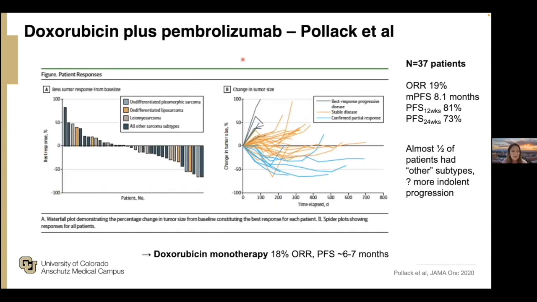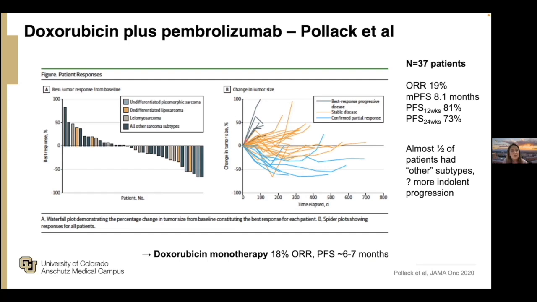This is the first study. This was published by Seth Pollack out of the University of Washington, the Hutch Cancer Center. So they treated 37 patients with advanced or metastatic soft tissue sarcomas with doxorubicin plus pembrolizumab. And basically you can see the waterfall plot here that the response rate was about 19%. That being said, the progression-free survival, or how long patients remained stable, was 8.1 months. And just to remind you, our previous historical data for doxorubicin is fairly similar. So 18% response rate and a progression-free survival of 6 to 7 months.